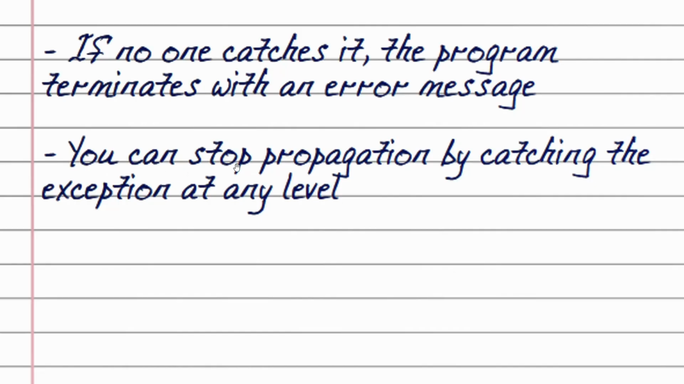You can stop it by catching the exception at any level. You can handle the exception in any method. By doing this, you can stop the propagation of an exception. So, this is all about the exception propagation.